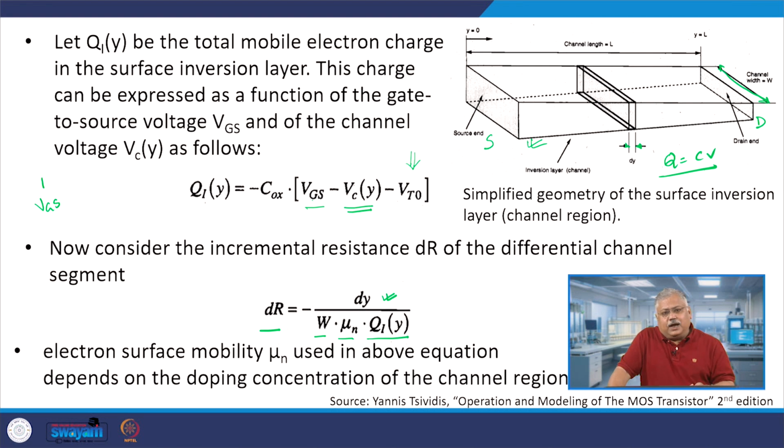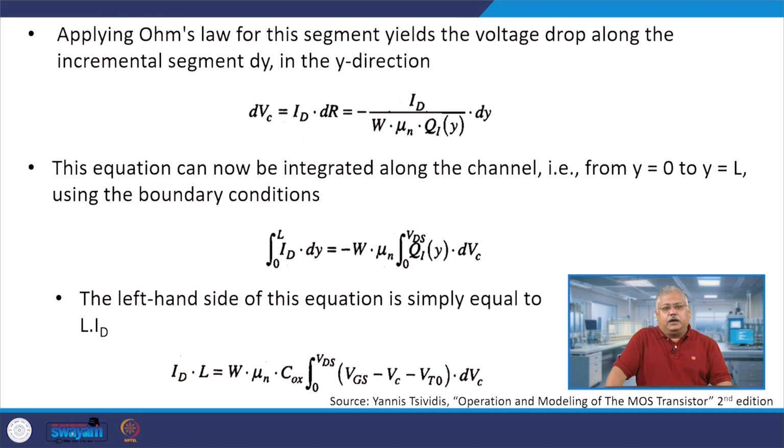The larger the dy, the larger the resistance, because the length increases and you very well know R equals rho L by A. From there you can find the value of this dy. So I have given you a basic incremental formula here, which gives me a basic idea about the value of dr. Now if you take dr and apply Ohm's law, assuming Ohm's law is obviously valid in this region, we say dVc equals Id into dr. Id is the drain current, and dr we have already found in the previous case, dy by W.